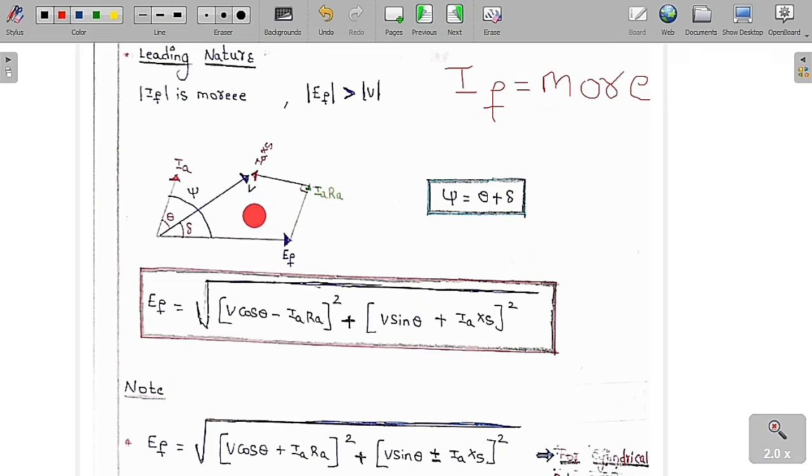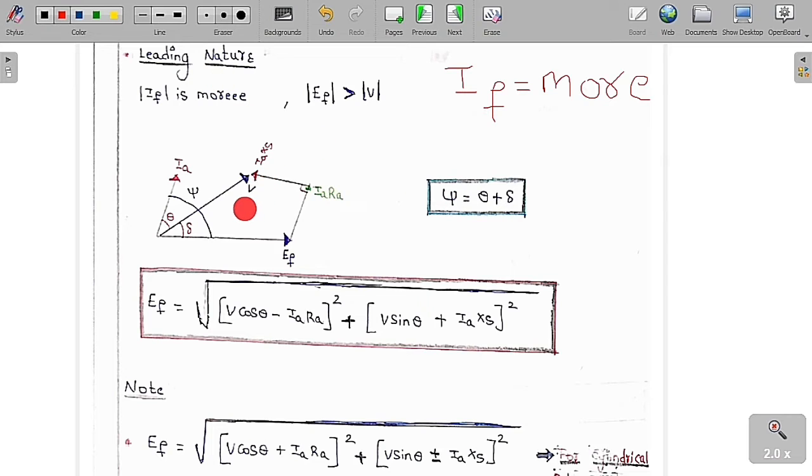Now you can see clearly, as I've already told you, the angle between EF and V is called delta. The angle between EF and IA is called the internal power factor angle, which is psi. And the angle between V and IA is called theta. These things I've already told you in the previous concepts. Therefore, psi is equal to theta plus delta. Delta is the phase angle between EF and V, theta is the phase angle between V and IA, and psi is the phase angle between EF and IA.